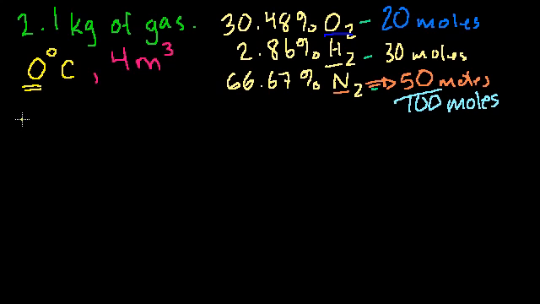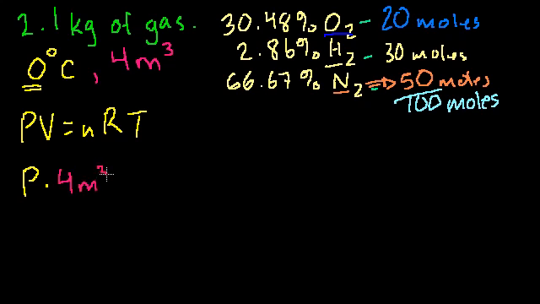So we just do our PV is equal to nRT. We're trying to solve for P. P times 4 meters cubed is equal to N. N is the number of moles. We have 100 moles, so 100 moles times R. I'll put a blank there for R because we have to figure out which R we want to use, times temperature. Remember, we have to do it in Kelvin. So it's 0 degrees Celsius is 273 degrees Kelvin.